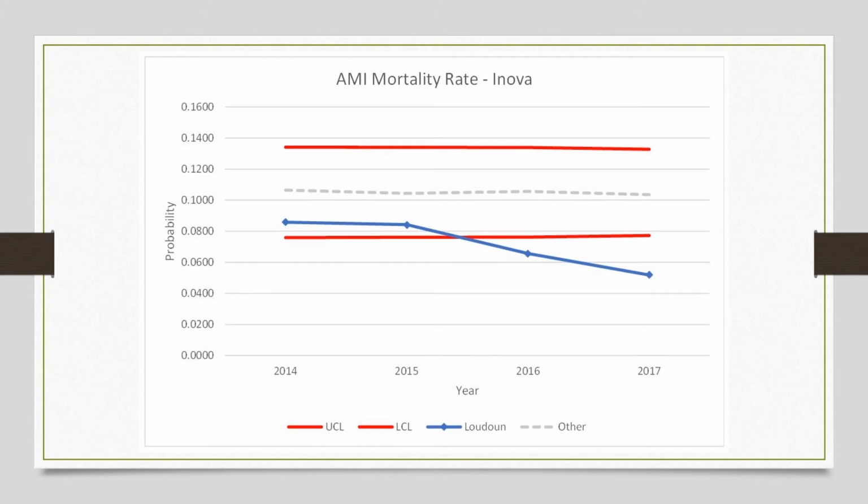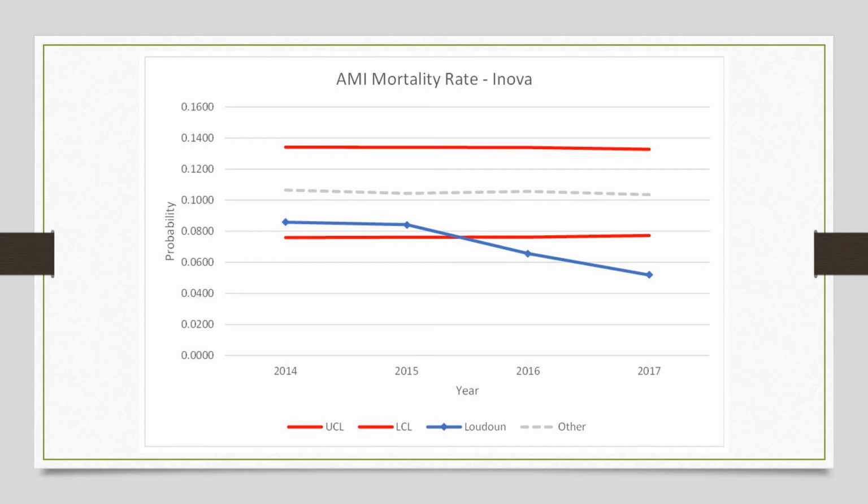The first measure I analyzed from the Hospital Compare data was hospital mortality rate. Specifically, I chose AMI mortality rate. Based on the results you see depicted here on the control chart, Loudoun Inova Hospital has had a declining AMI mortality rate over the last few years. This rate was also significantly less than the average rate of the other Inova hospitals in 2016 and 2017.